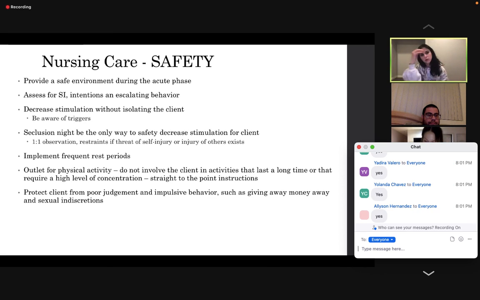Okay, so nursing care. What do we do? Provide a safe environment during the acute phase. That's priority. What if a patient is pacing down the hall? Then they start to scream and yell and cuss. They take their clothes off, right? They get on the table and they're dancing in front of everyone. What would you do? Like, what the heck would you do as a nurse? What's priority, guys? What is it?